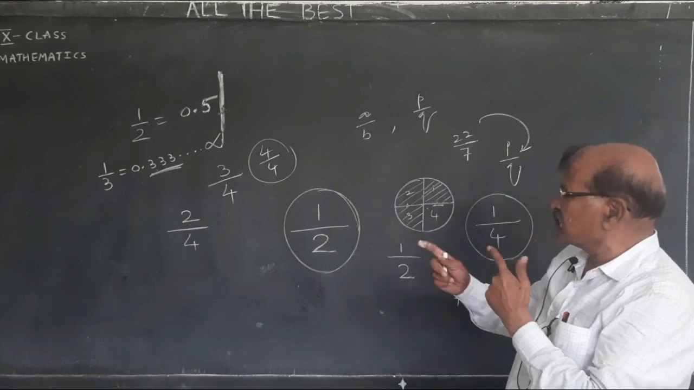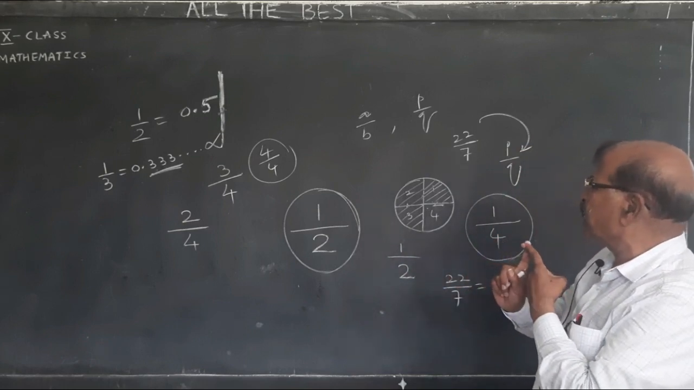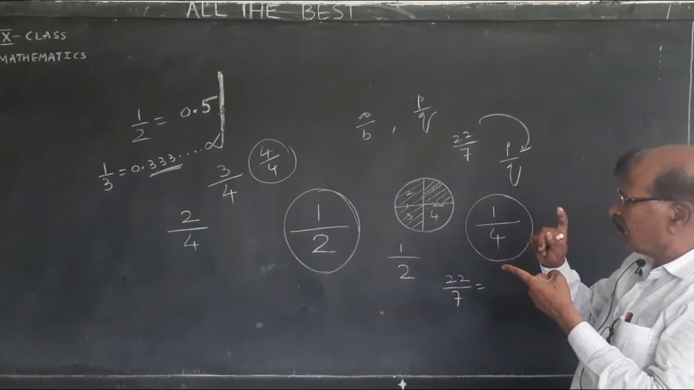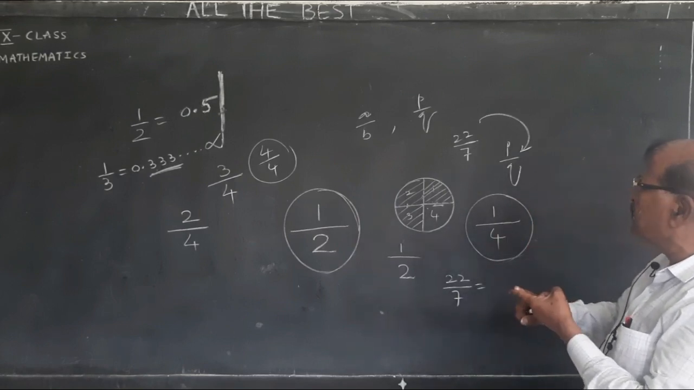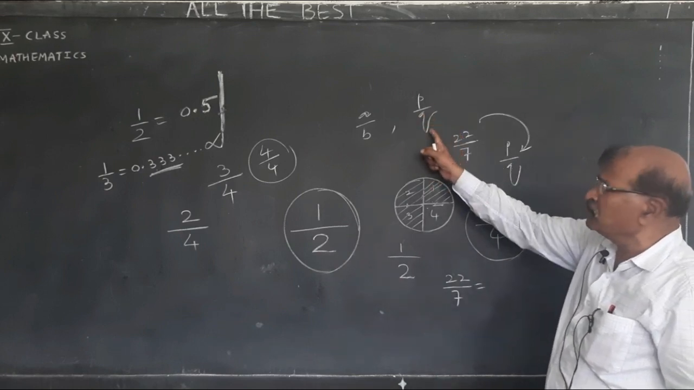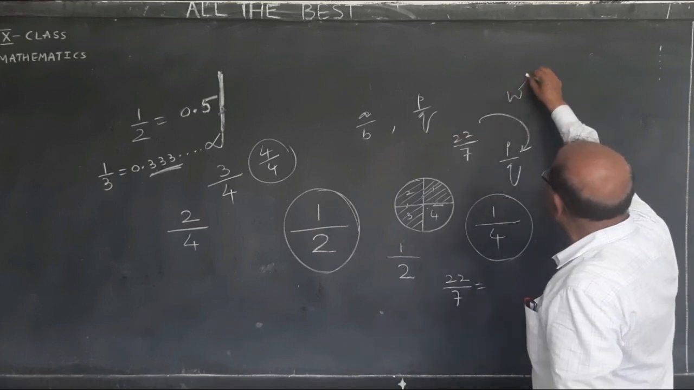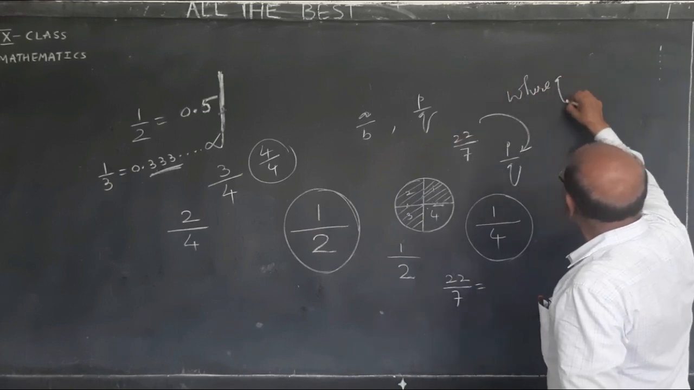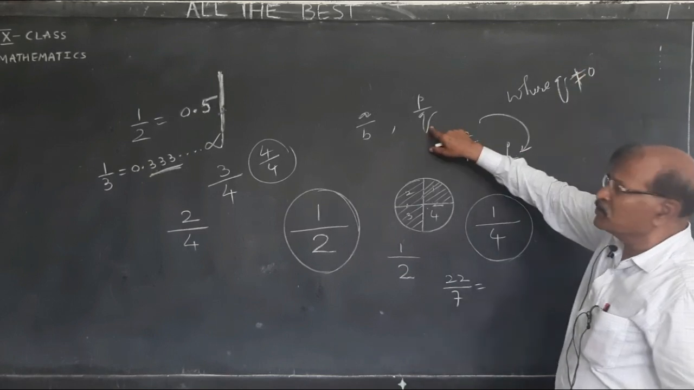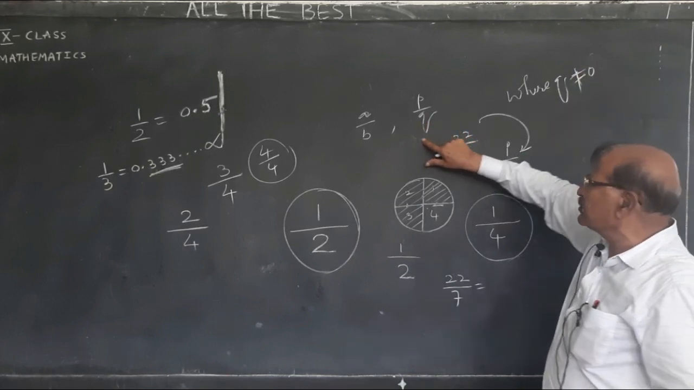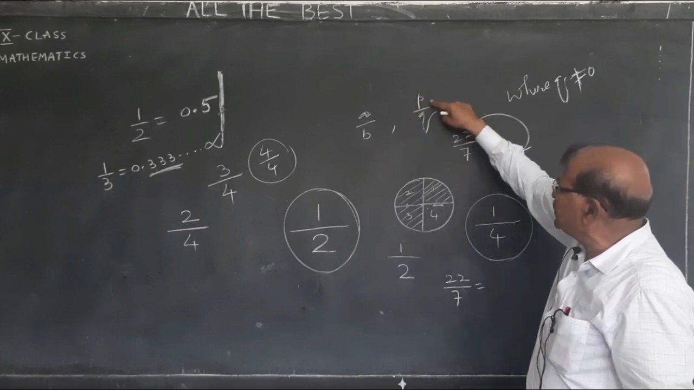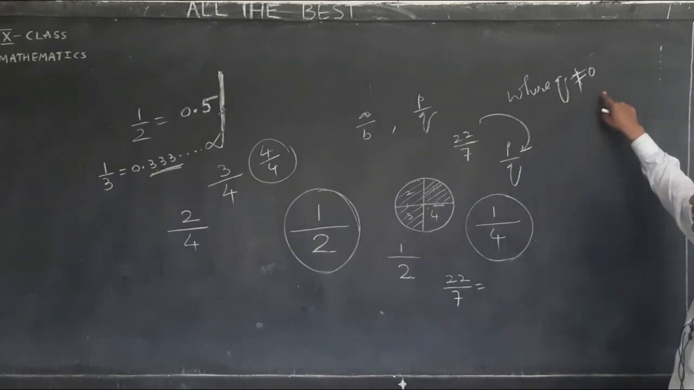Now let us discuss the definition of a rational number. Generally, rational numbers, if a and b are two numbers, a rational number is represented in the form of p by q, where q is not equal to 0. If q is equal to 0, it becomes infinity. We can't define this. So it should be in the form of p by q, where q is not equal to 0.